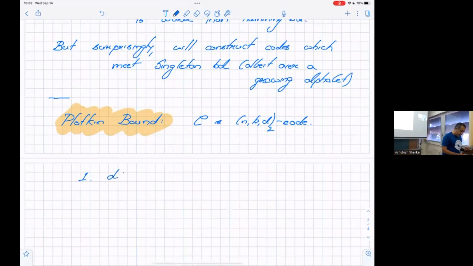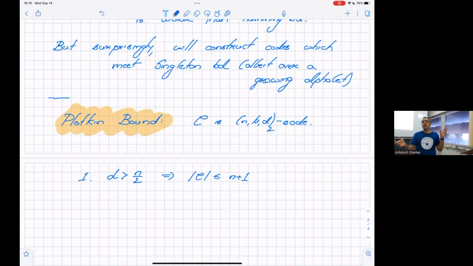So suppose d were greater than n by 2. Then what can you say about this code? The Plotkin bound says something quite drastic. It says, if that's the case, there can only be n plus 1 code words. The code word space doesn't grow exponentially. Typically, you would like it to go exponentially in n. It says no. If the code words are really this far apart from each other, then there can exist at most n plus 1 code words. So rate wise, this is a terrible code.